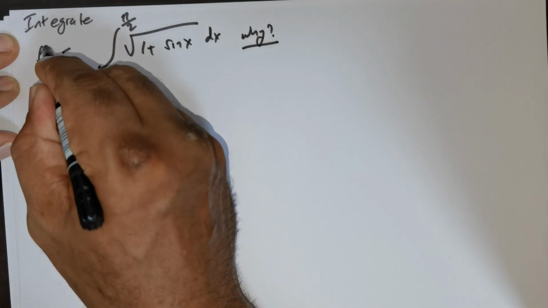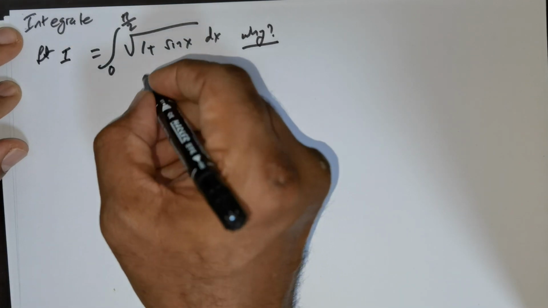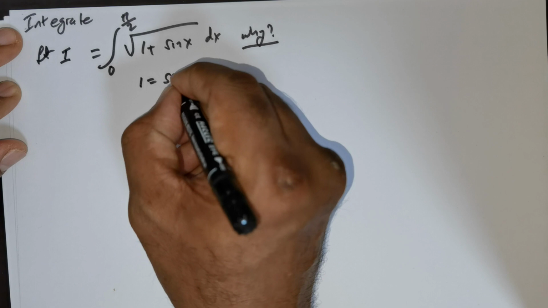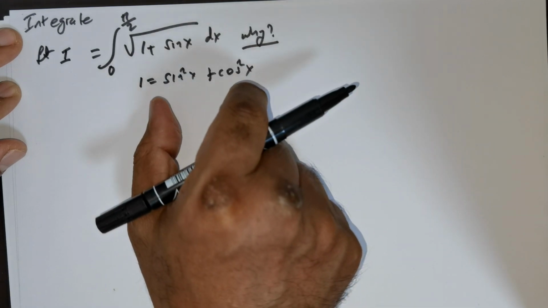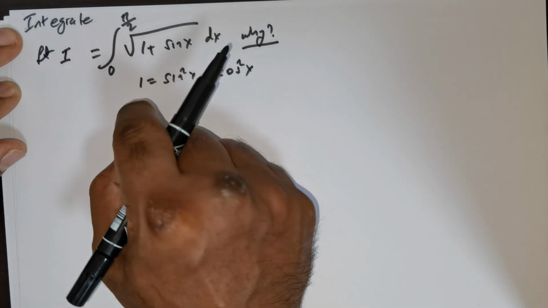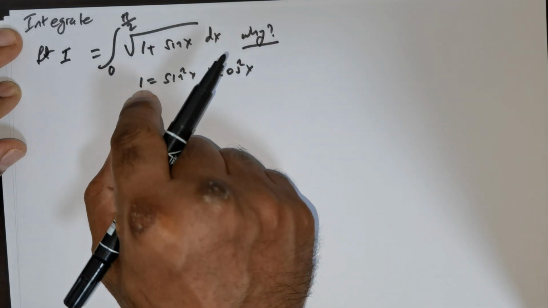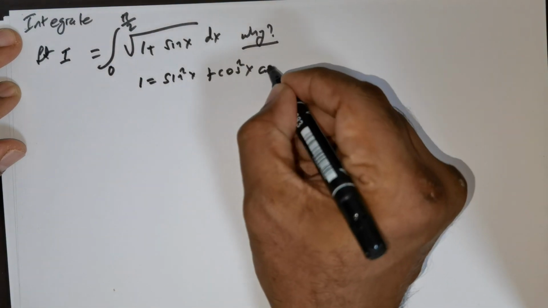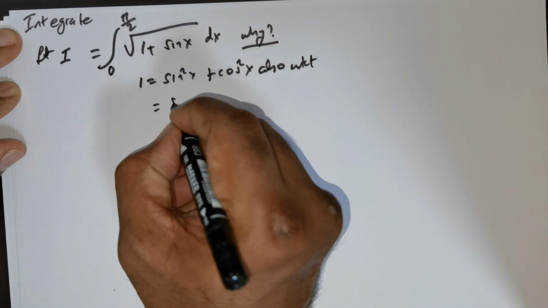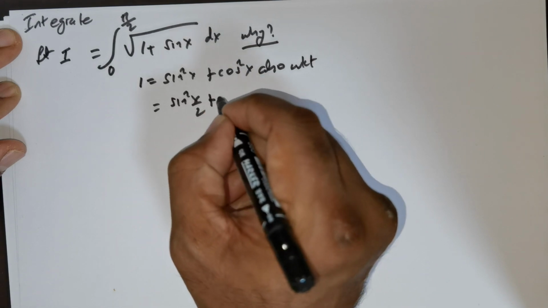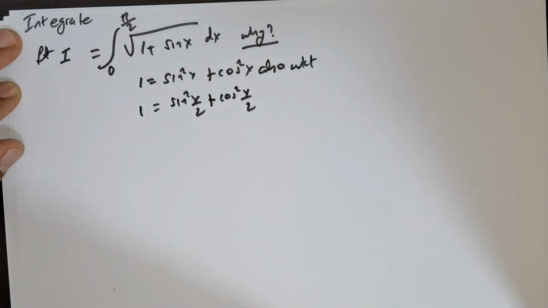Now, let me just let I be equal to this integral quantity. Then I wish to write, now 1 is nothing but sine squared x plus cos squared x. We can represent this as this. Vice versa, we can represent this as this. But I'm not going to be utilizing sine squared x plus cos squared x. What I'm going to do is represent this as sine squared x over 2 plus cos squared x over 2 is equal to 1. So I'm going to utilize this.